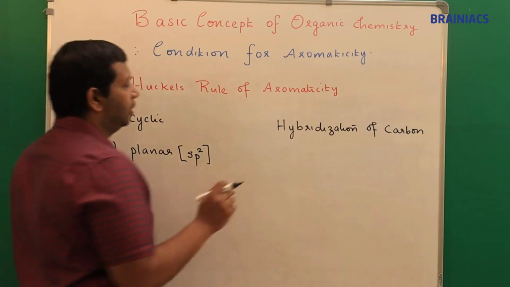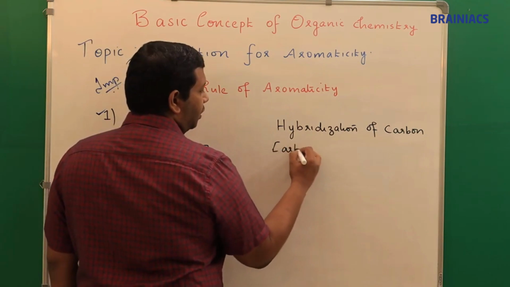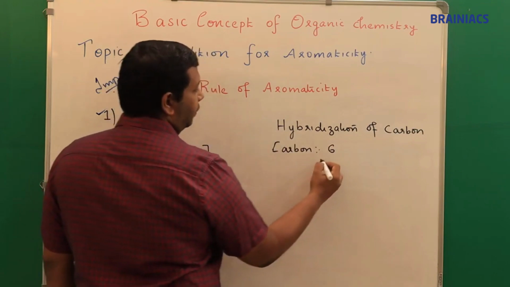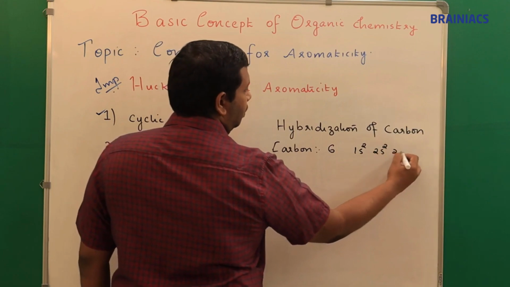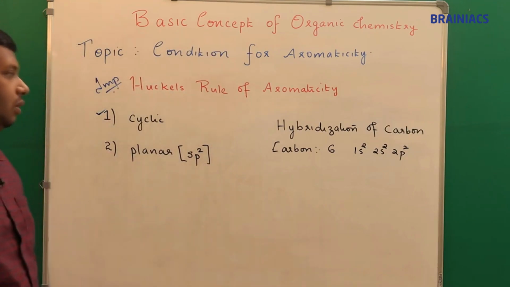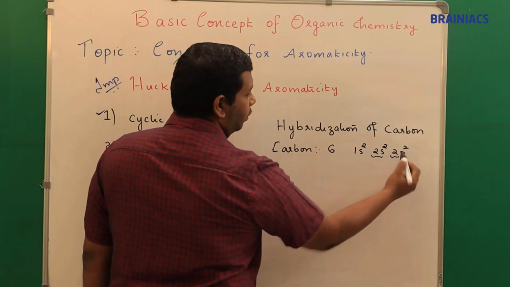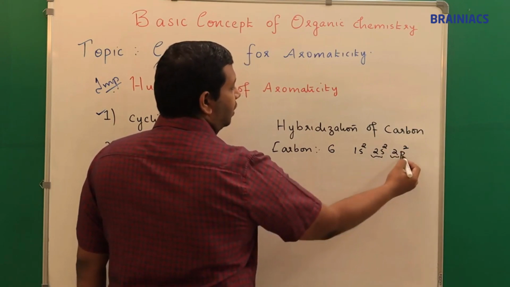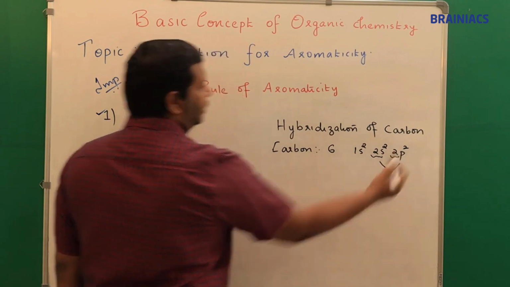Now what is the atomic number of carbon? The atomic number of carbon is 6. So what is the configuration? 1s2, 2s2, 2p2. Correct? Now which is the valence shell? The second shell is the valence shell. In this valence shell, the orbitals taking part are s and p.